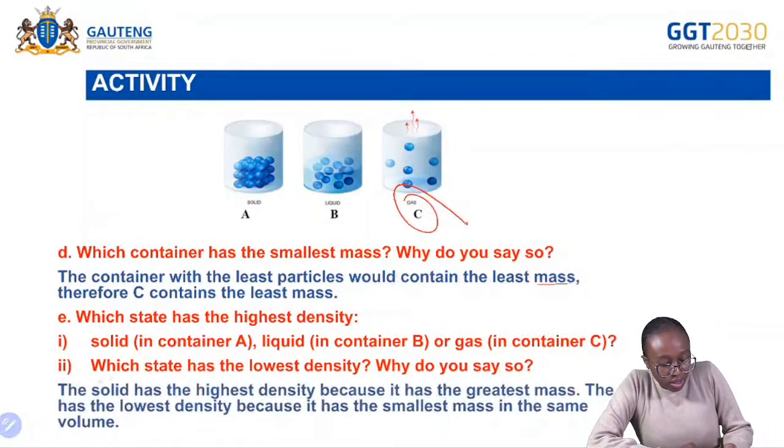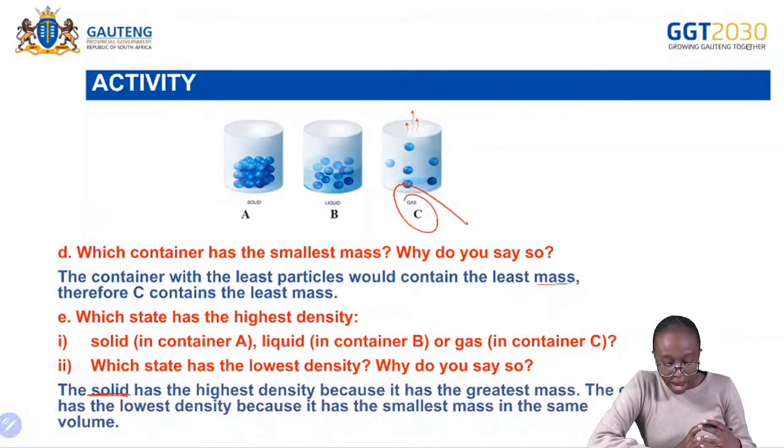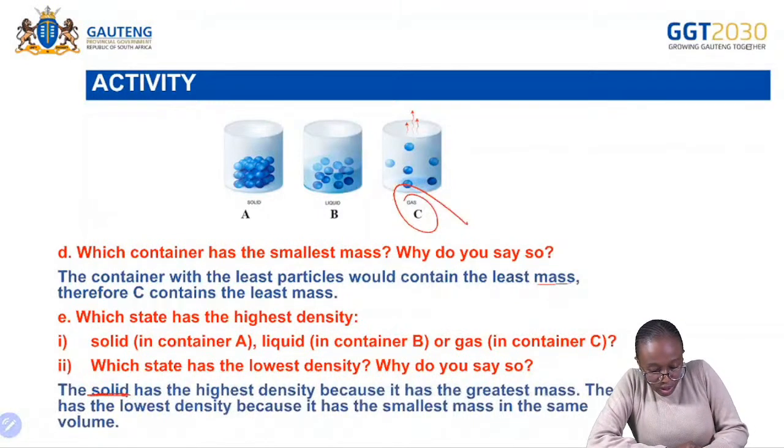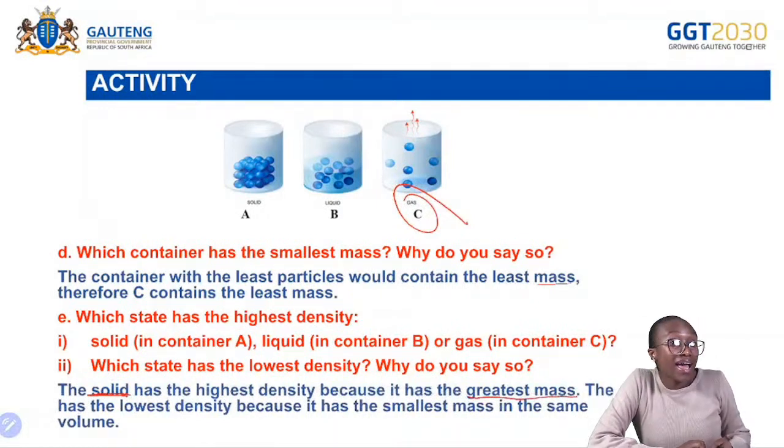density? So the solid in container A has the highest density. Why? It is because it has the greatest mass. The greater the mass, the higher the density.